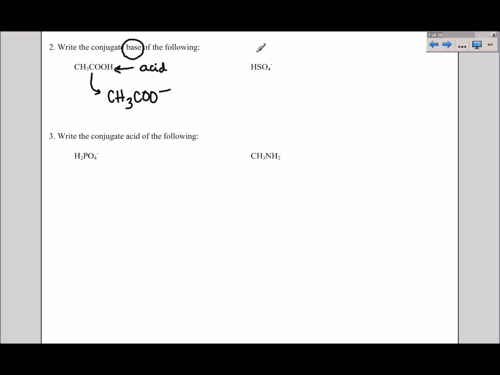So again, this one, if I'm being asked for the conjugate base of it, then this is being identified as an acid. And so I need to take a proton away. And if I take away an H plus from this, I'm left with SO4 in terms of my atoms. And my charge, I started with a -1 charge, and I've subtracted 1. So I have a -2 charge. And that's the sulfate ion.